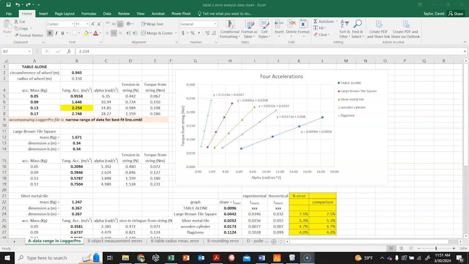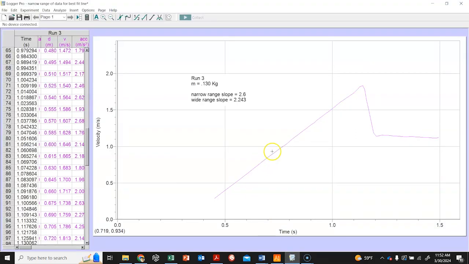In this example, we'll take a look at our tangential acceleration values. So here's the table of data for the table by itself. And we had 4 hanging weights, or 4 hanging masses, 50, 90, 130, and 170, and those produce these tangential accelerations. How did we get those tangential accelerations? Well, here's an example. This is run number 3 with the 130 grams hanging on the table by itself.